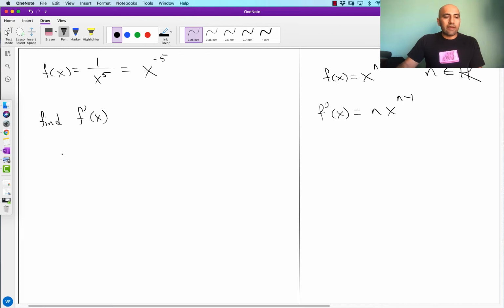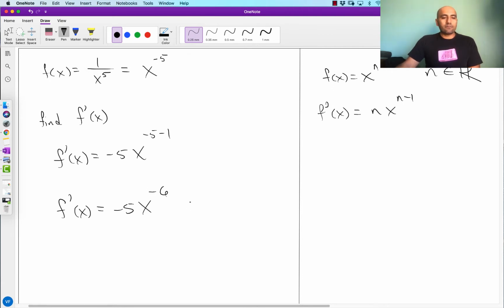So now I can find the derivative. f prime of x is just going to be equal to negative 5. Make sure you bring that negative with it. x to the negative 5 minus 1. And so we get f prime of x is equal to negative 5 x to the minus 6 power.